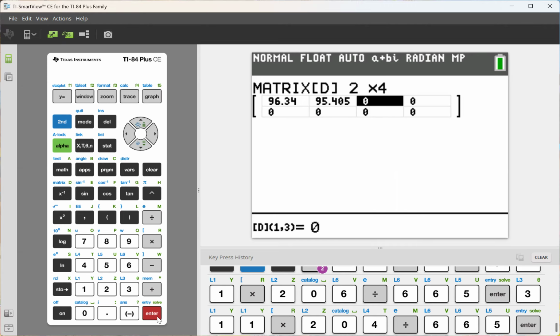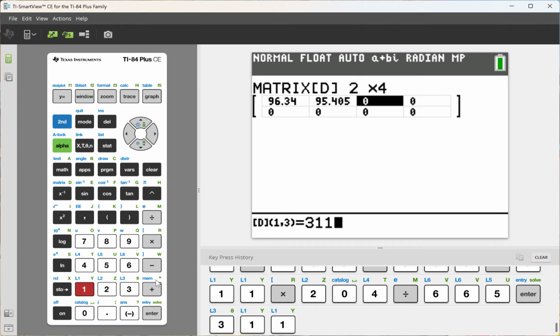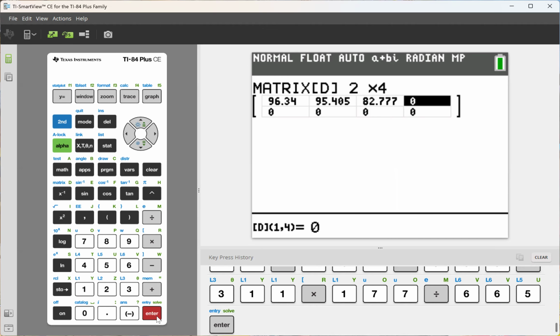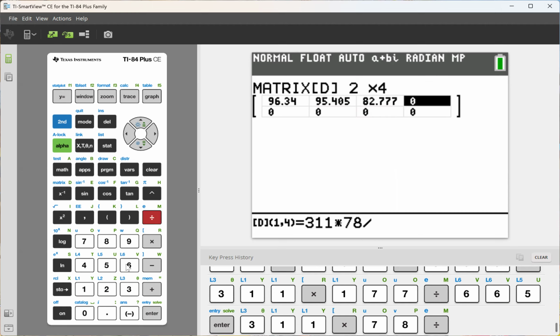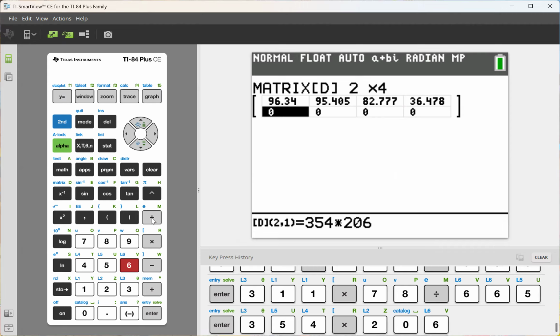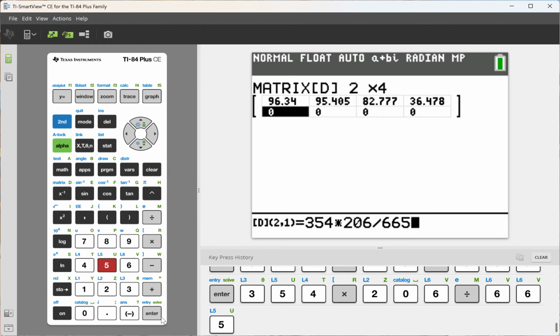The next one, we had 311, number of men, times business econ, there was 177 of those, and divided by the total. And then the other 311 times 78 divided by 665. All right, the next row, females, we had a row total of 354, a column total for math and science of 206, divided by the total, 665.